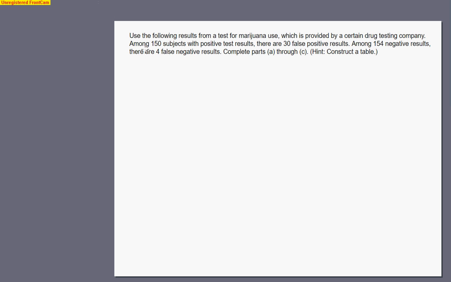So what we're going to want to do here is break this up into a table. It'll make things much easier to solve. In past problems, we've been given the table, but I think we can do it. We're talking here about people who use drugs, use marijuana, and people who don't use. I'm going to try to keep it a little simple.